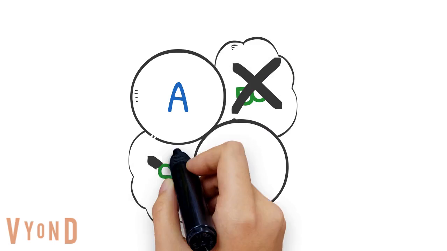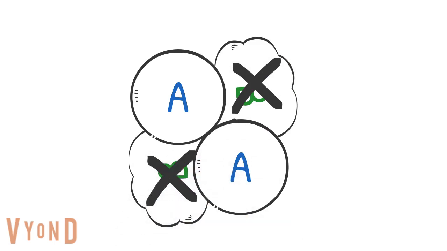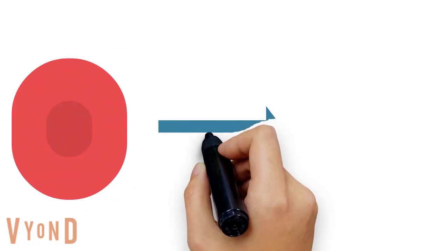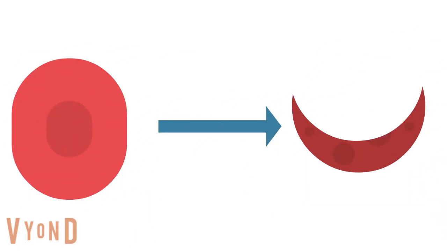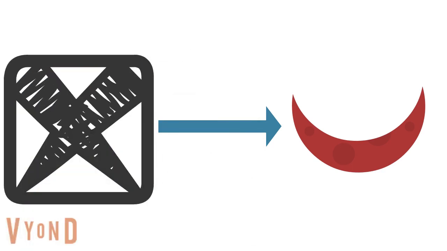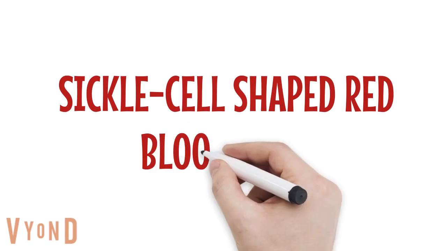Hemoglobin has 4 protein subunits, 2 of which are called alpha globin and the other 2 called beta globin. In those with sickle cell anemia, both of these beta globin subunits are replaced with the mutated version, hemoglobin S. When this happens, the shape of the whole red blood cell gets distorted into a rigid, crescent-like shape instead of the smooth and round shape that the healthy ones have. These are called sickle cell-shaped red blood cells.